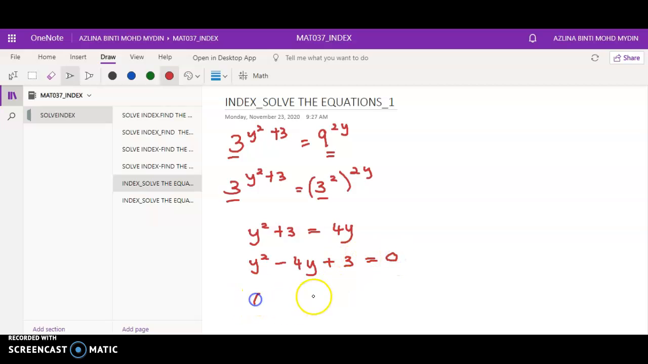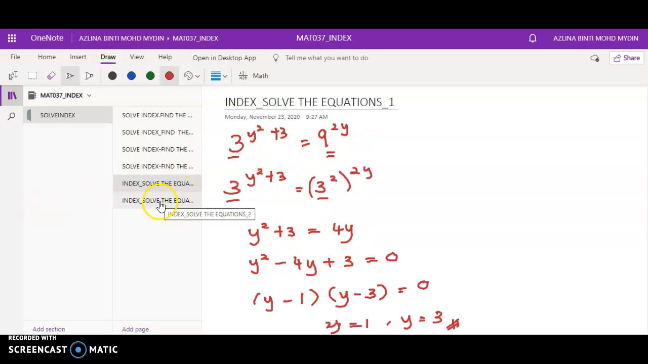Okay, so now I can solve it using my FOIL method. So I have y over here, y over here. This is of course 1 and 3, so negative, negative. So I get y equals 1 or y equals 3. So this is the value of the index y from the equation given over here.